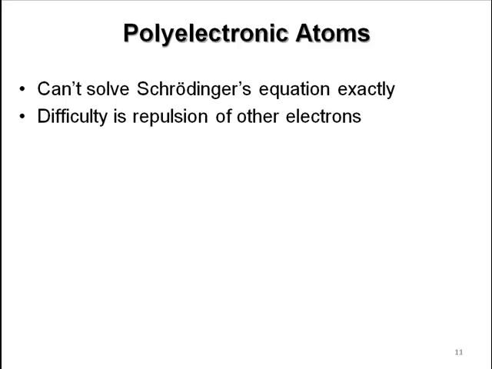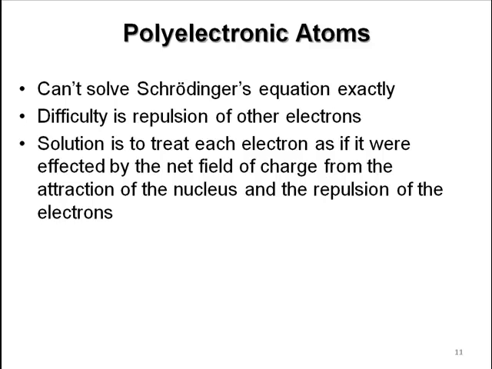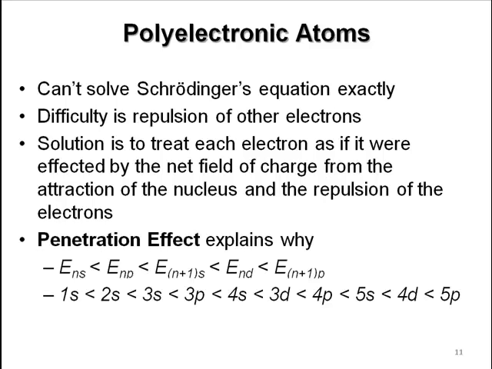Now, in polyelectronic atoms, the difficulty is the repulsion of other electrons, so that's why the Bohr model did not work. The solution is to treat each electron as if it were affected by the net field of charge from the attraction of the nucleus and the repulsion of the electrons. So you've got this cloud of electrons, and if they're near each other, what would they do with their charge? They'd repel. But the nucleus is positively charged, so it's attracting those electrons. So it's getting pulled in, and it's getting repelled by the cloud of electrons, and we'll look at that in more detail. The penetration effect explains why.